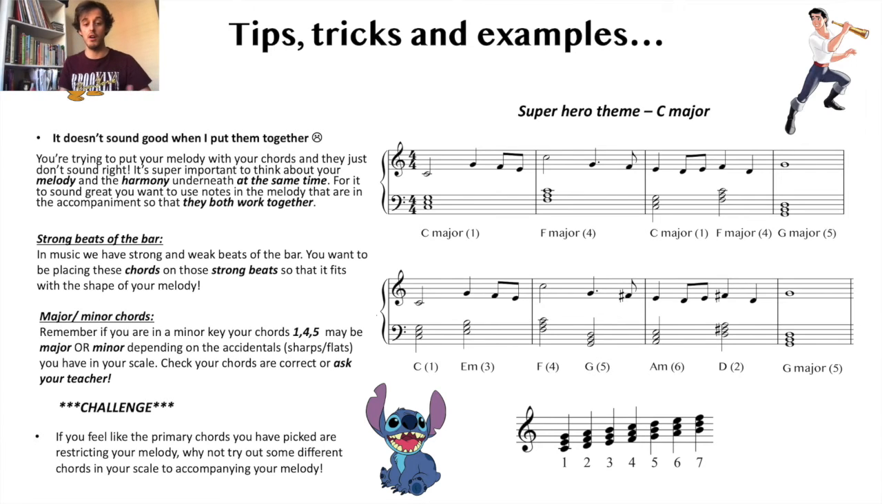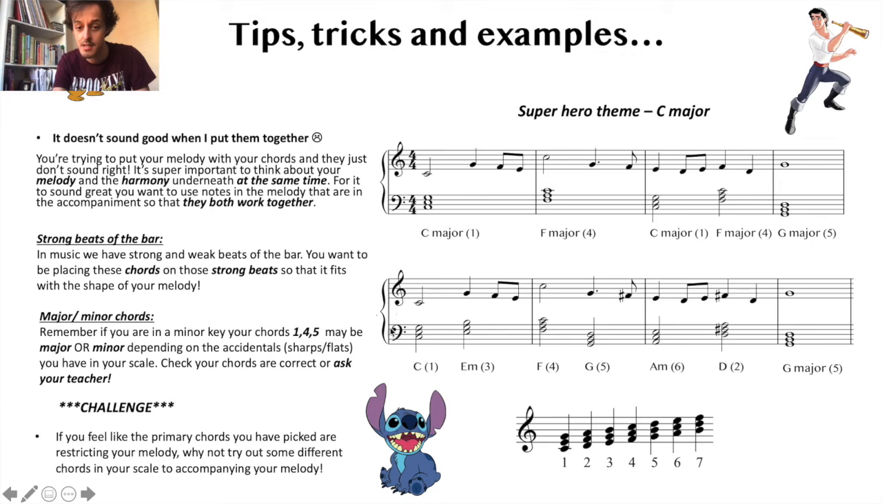Now, for you bright ones that really find this easy, you can challenge yourself. If you feel like the primary chords that you've picked are restricting your melody, why not try out some different chords in your scale to accompany your melody? So instead of using chords 1, 4, and 5, I've got a little list down here. In C major, this is chords 1, 2, 3, 4, 5, 6, 7 in C major. And you can start to have a little elimination process of what chords you can put with your melody.